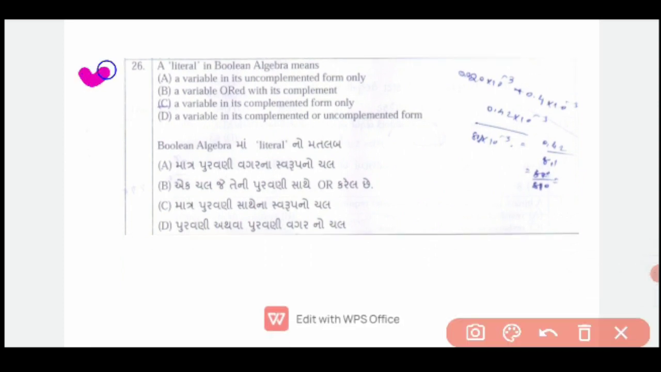Question number 26. A literal in Boolean algebra means option A, a variable in its uncomplemented form only, option B, a variable arrayed with its complement, option C, a variable in its complement form only, and option D, a variable in its complemented and uncomplemented form. Then the answer is option D.